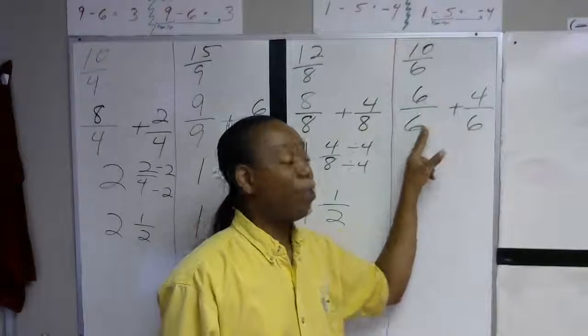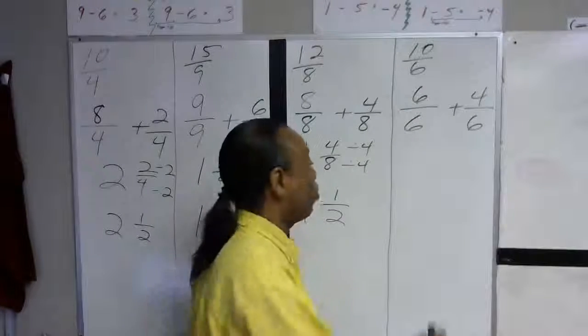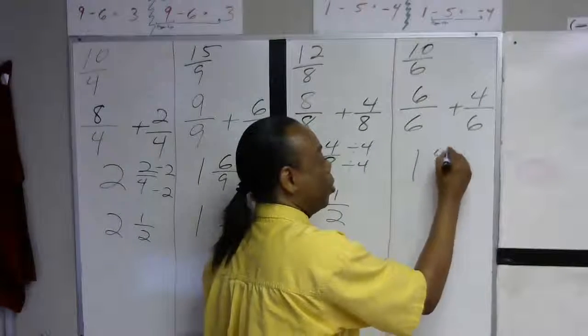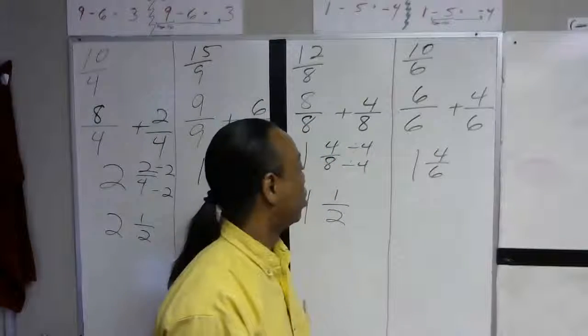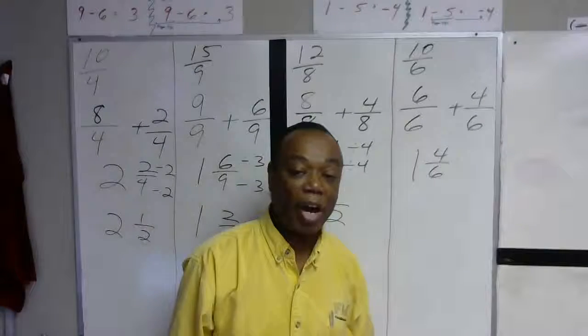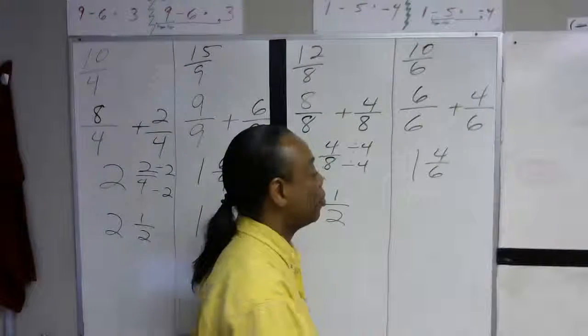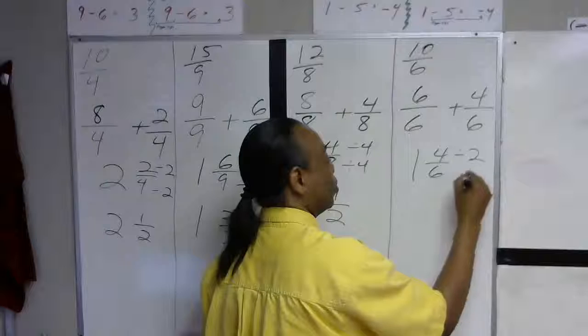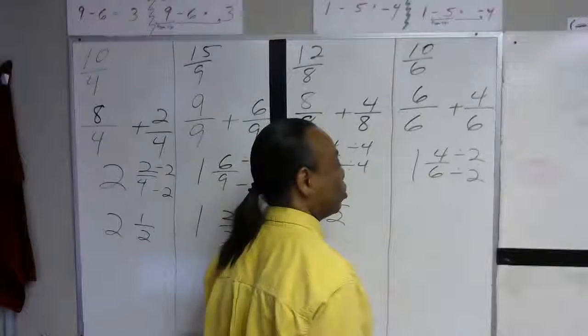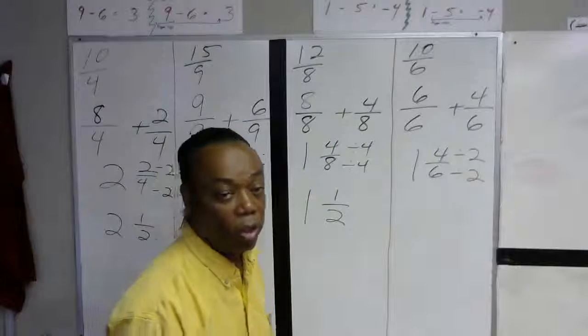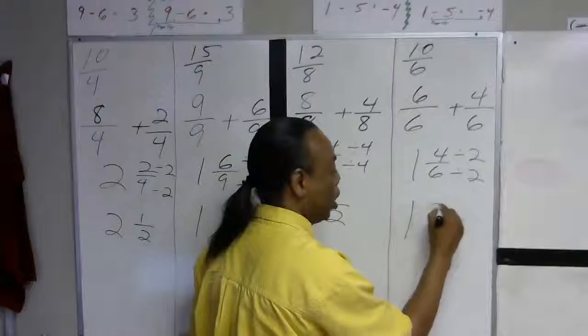So 6 divided by 6 is 1. And bring down my 4/6. Now we're going to simplify the 4/6 by dividing both the numerator and denominator by 2. As a result, I'm going to get 1 and 2/3.